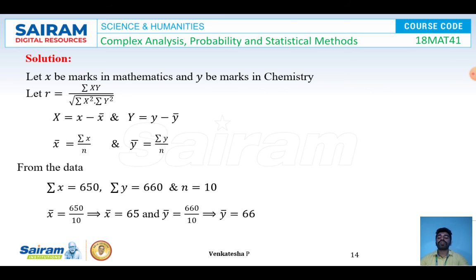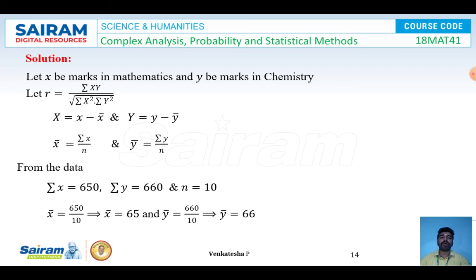So now sigma x will be given by adding all the x values, I got 650, and the summation y is given by adding all y, I got 660, and the value of small n is given by 10. So we can estimate the mean of x and mean of y. So the mean of x is given by 650 by 10, it is equal to 65, and mean of y is given by 660 by 10, it is 66.